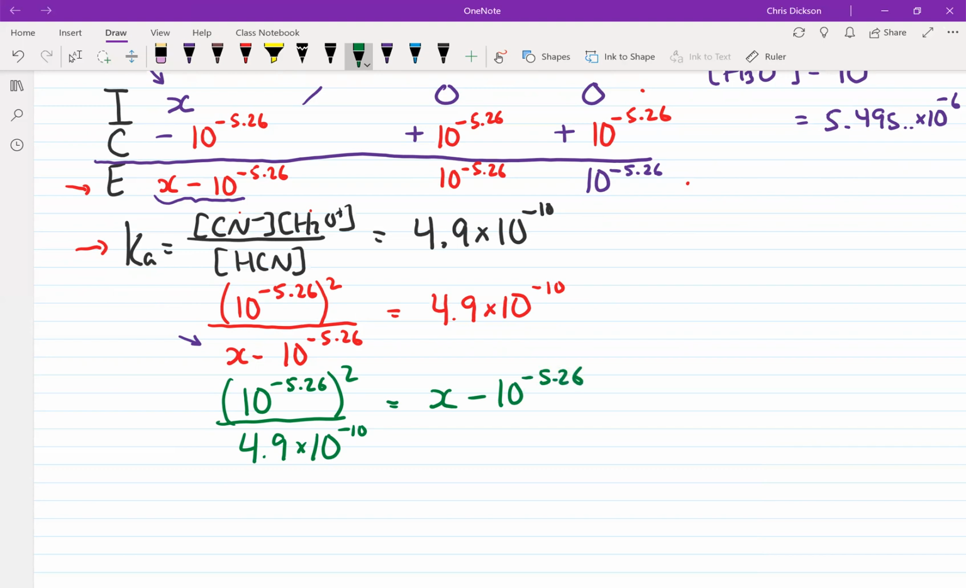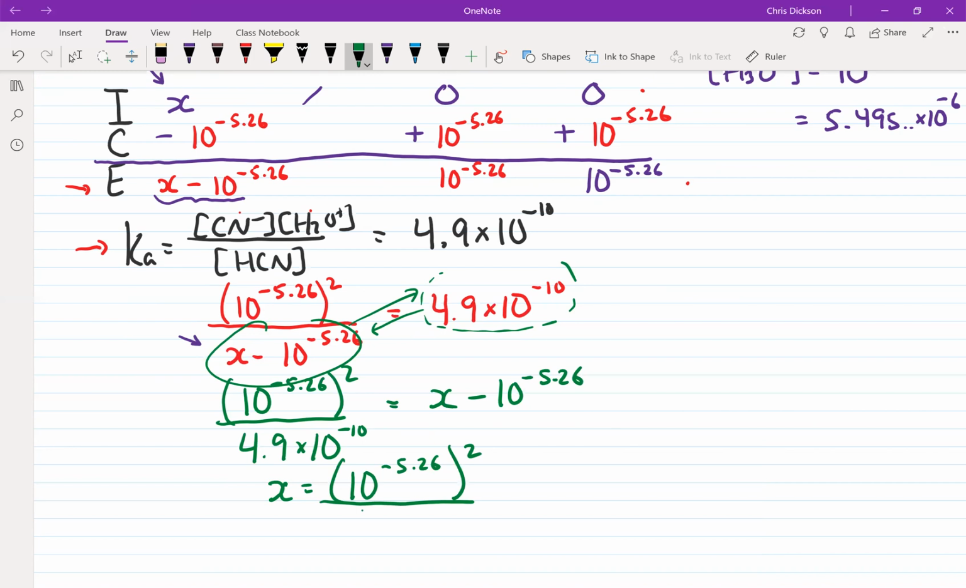So I'm kind of cross multiplying. I'm taking this number here, putting it under there, dividing both sides by that, and taking that number and bringing it up to that side. So to isolate the x, I would bring this amount over. So I would say this is x equals 10 to the negative 5.26 all squared. I'm going to use a calculator to work that out anyway, divided by 4.9 times 10 to the minus 10, and then I'm going to add 10 to the negative 5.26 to that.